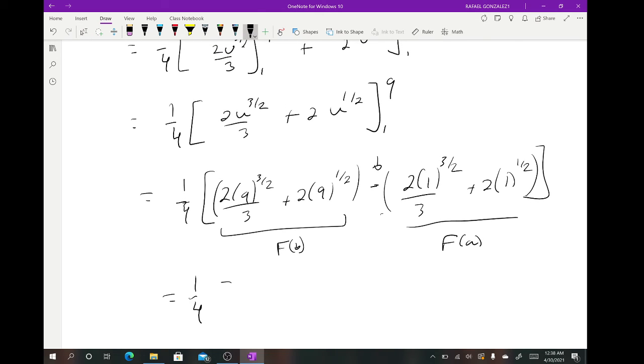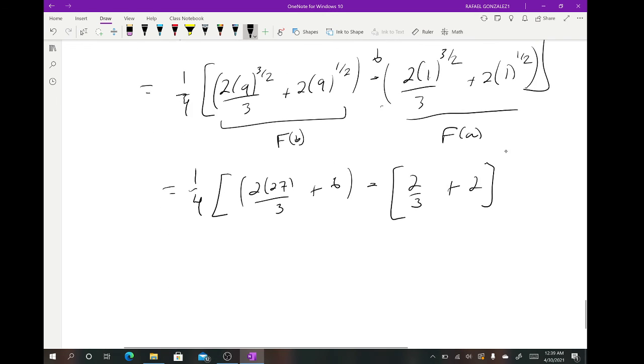So it's equal to 1 over 4. And now the square root of 9 is 3, and 3 cubed is 27. So it's going to be 2 times 27 over 3. I'm not going to do that yet. And then it's going to be plus 2 times 3, which is 6. So the square root of 9 is 3. Minus 2 times 1 over 3. So that's just 2 over 3. Plus 2. This is why I didn't want to combine this yet.